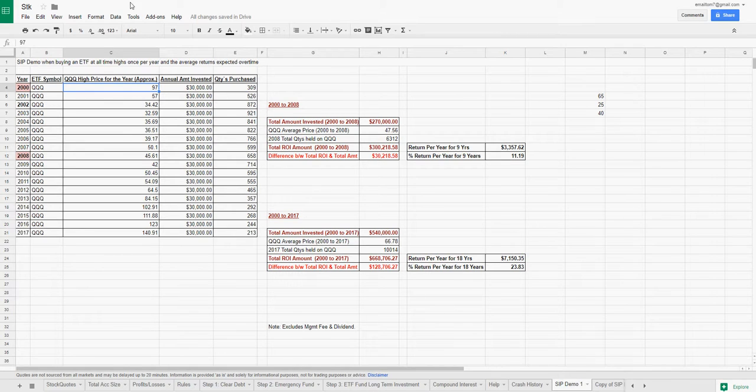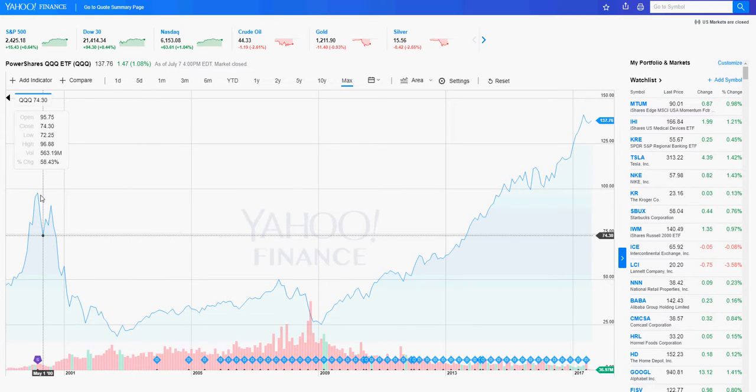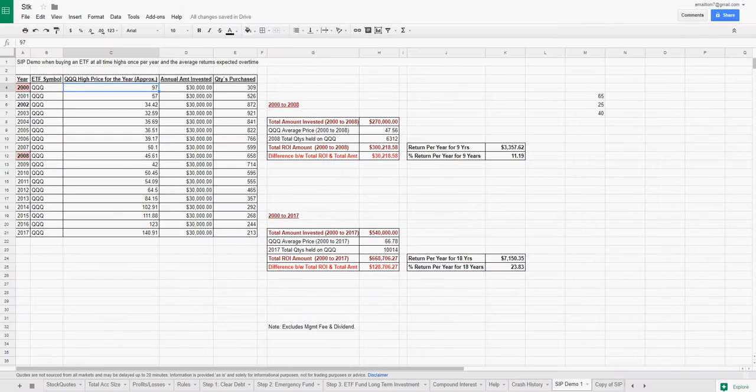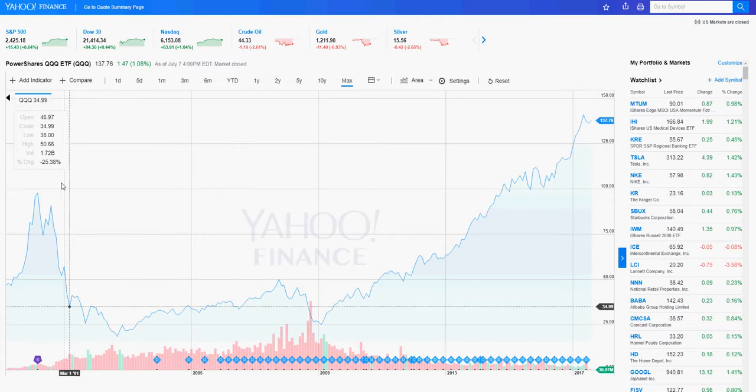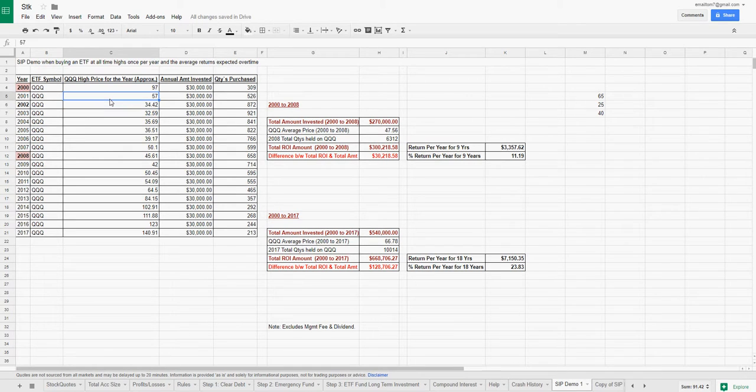And how I came up with these numbers: you can see the QQQ chart all the way back to the year 2000. For the year 2000, I have taken it from the highest point. For this particular point, the closing price was 97.87, so I entered it as 97, an approximate figure. Similarly, the highest point for 2001 was somewhere around 41 or 40. I have mentioned that also, like for 2001 I mentioned 57.